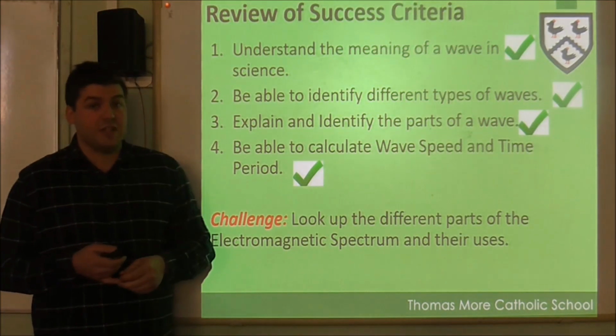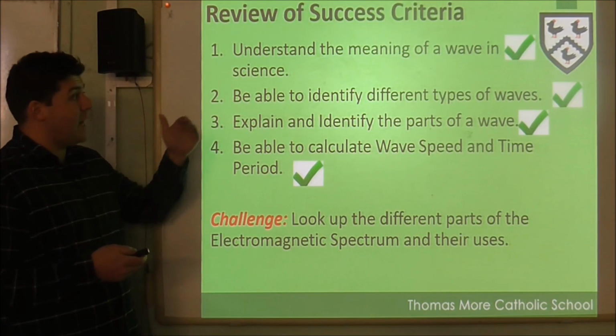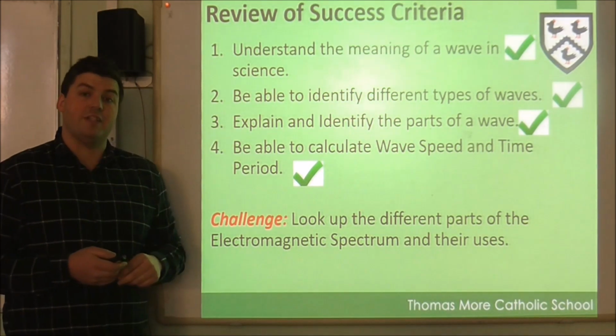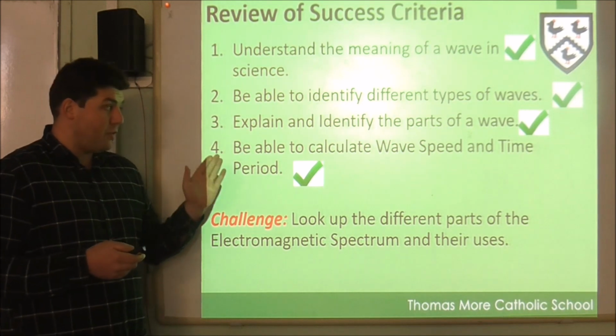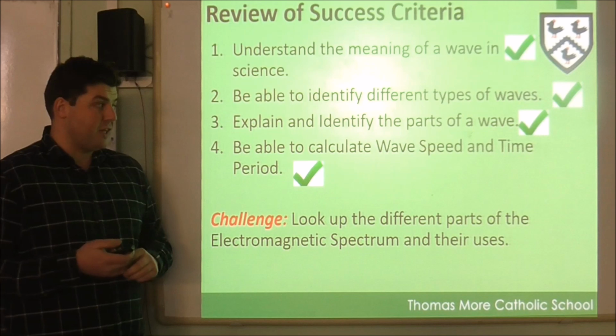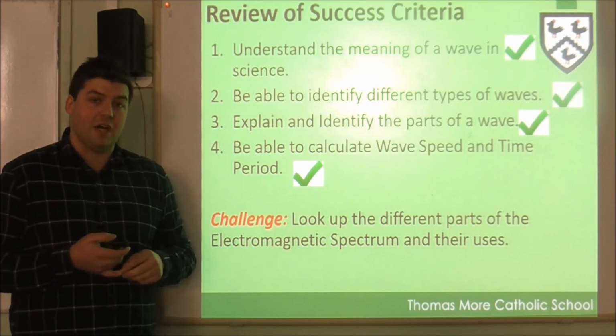So let's review our success criteria. We now understand the meaning of a wave in science. We've been able to identify the different types of wave. We've labelled and identified the different parts of a wave, and we've been able to calculate wave speed, and we know how to calculate time period.